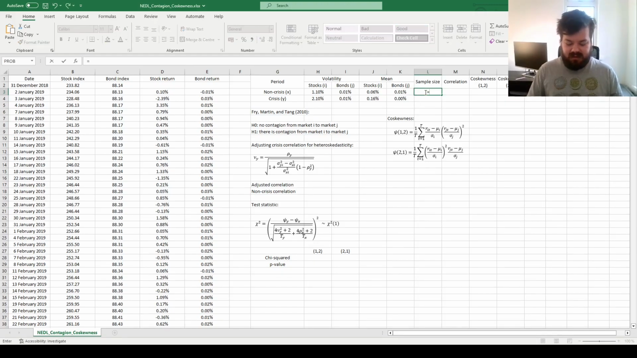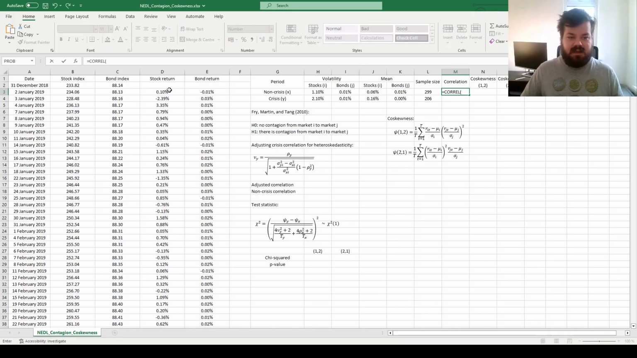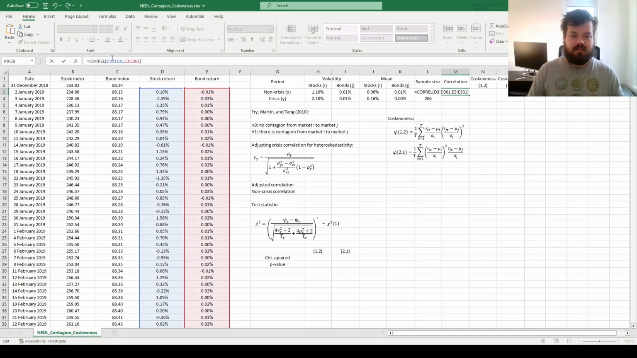So for the sample size, we can calculate the count until the breakpoint, so until the 11th of March 2020, non-inclusive. And then post-crisis, we calculated all the way until row 507. 299 non-crisis observations and 206 crisis observations. For the correlation, we apply it again to both of our asset return series in the non-crisis period and in the crisis period.